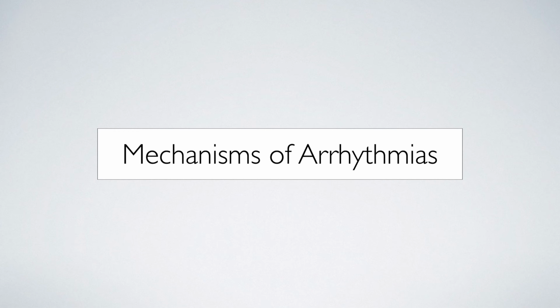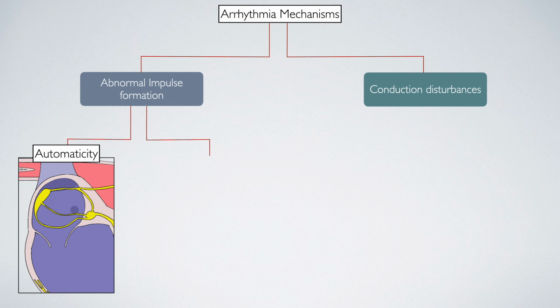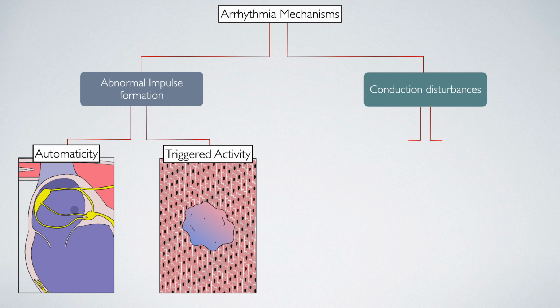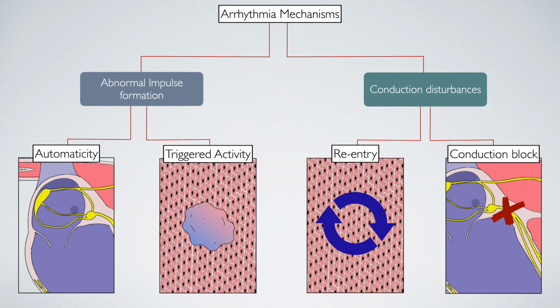Before we move on, I want to talk about the mechanisms that drive arrhythmias, as this will help us to understand what is happening when the ECG changes occur. The mechanisms can be broadly divided into abnormal impulse formation and conduction disturbances. Abnormal impulse formation include abnormal automaticity and triggered activity. Conduction disturbances include re-entry loops and conduction blocks.